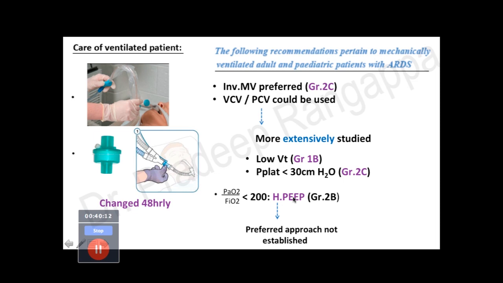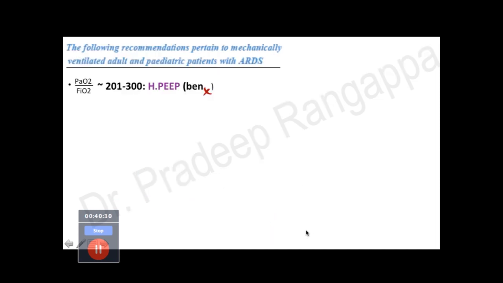because we are getting reports from worldwide that in the early stages, the COVID-19 patients have normal compliance. So when they have normal compliance, obviously you wouldn't need a very high PEEP. But if you have a patient with a PaO2 FiO2 less than 200 with less compliance, then high PEEP could be considered. It's a preferred approach, but there are no studies to say that that is the only way to go. If PaO2 FiO2 is 200 to 300, then high PEEP is not beneficial. So that is something you can have in mind.